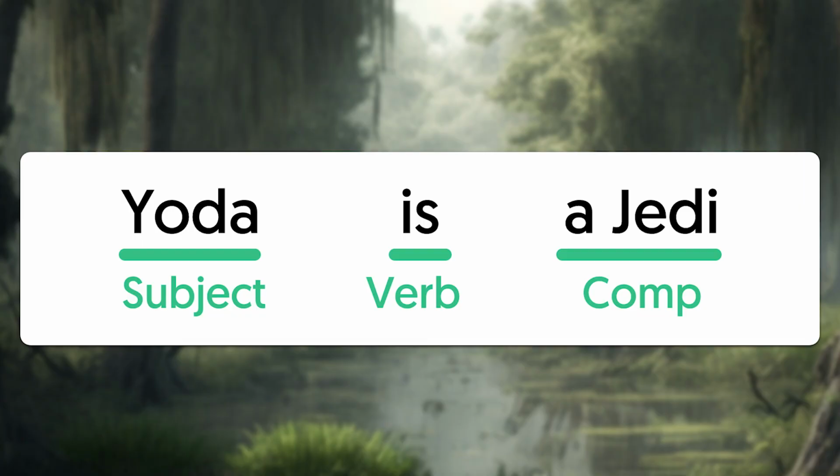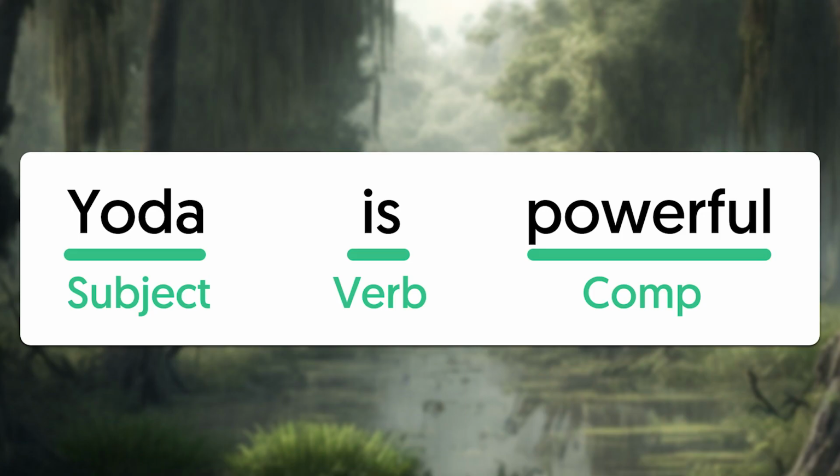So for this one, we say a complement because it's not the object of the verb. It is still about the subject, though. So for example, Yoda is a Jedi. But this could also be an adjective. For example, you could say Yoda is powerful. Yoda, subject, is, that's the verb, and then powerful is an adjective, yes, but is the complement of Yoda in the same way that a Jedi is a complement of Yoda.